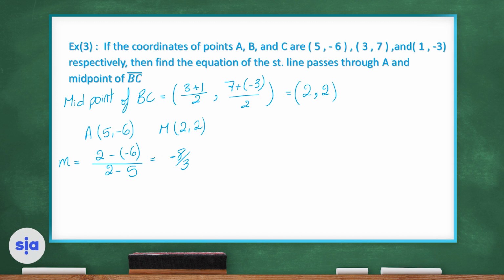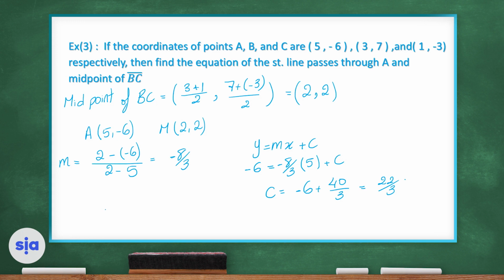After that, we need to find c. So, y equals mx plus c. This is the equation we have. We pick either of the 2 points, A or M, and replace its values in x and y. For example, we're going to take point A. So y, the negative 6, is equal to m that we just got, times x, which is the 5, plus c. We calculate c. So c is minus 6 plus 40 over 3. So c equals 22 over 3.